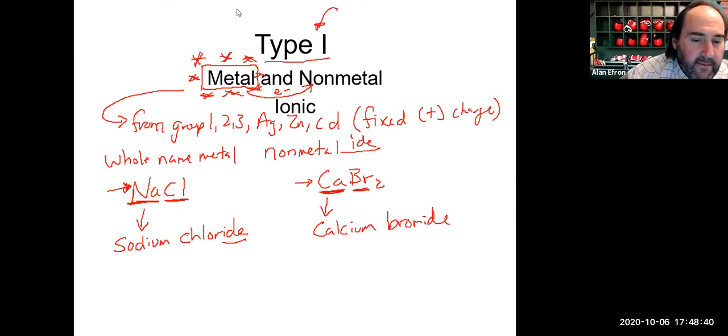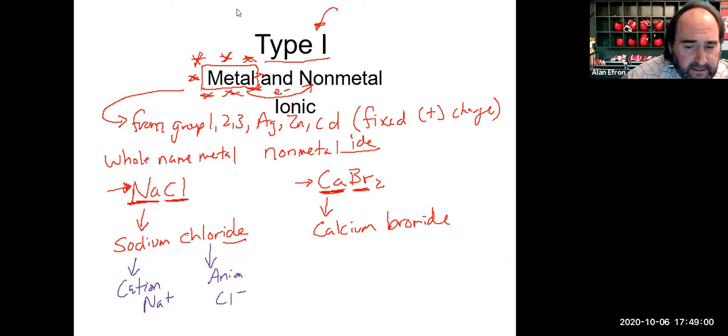Now, both of these guys are made up of 2 ions, even though, again, our formula does not have a charge. So again, the cation here would be our sodium ion. The anion here would be our chloride ion. And on this side, our cation would be our calcium with a plus 2. And our bromide would be our anion, which would be minus one.